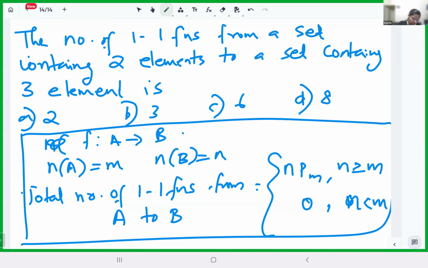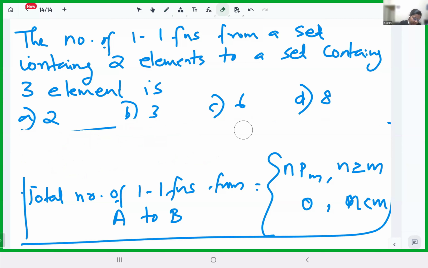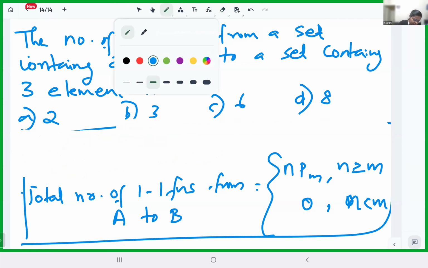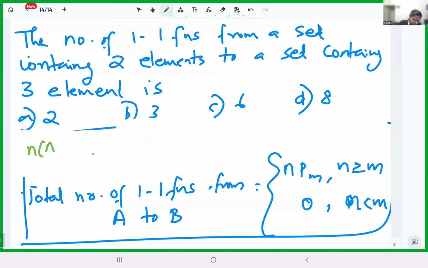Okay, so using this, we are going to solve this question. Here you can see what n(A) is. It is given. The first set contains 2 elements and the second set contains 3 elements. So what will be the total number of one-one functions? Just permute the number of elements in the second set with the number of elements in the first set. The number of elements in the second set is 3, and we are going to permute it with the number of elements in the first set, that is nothing but 2.